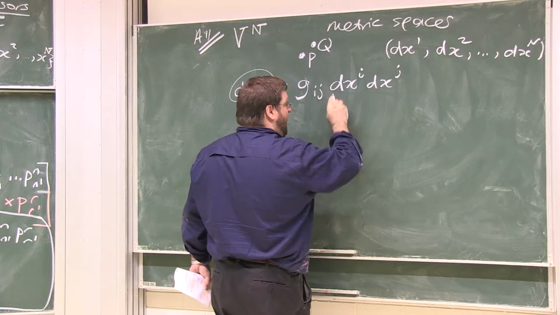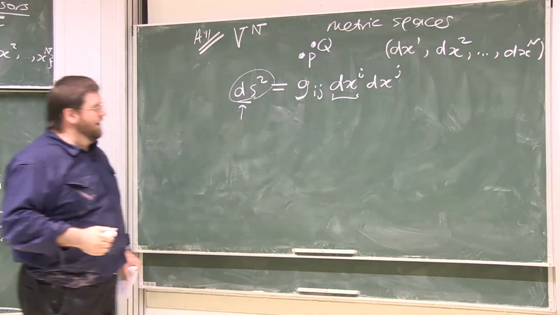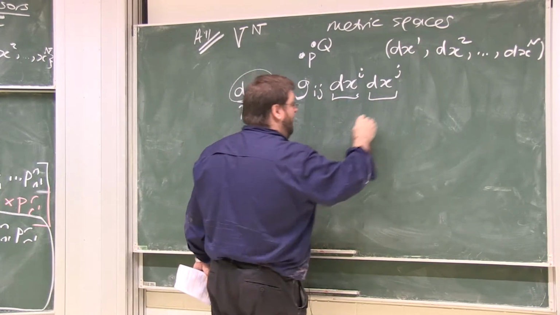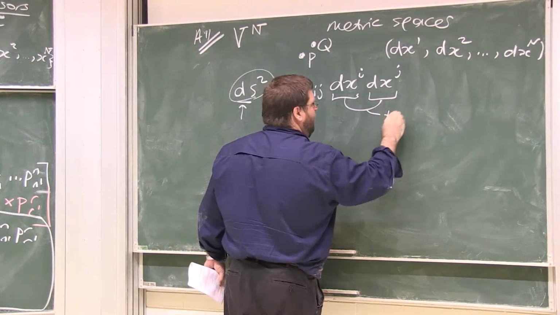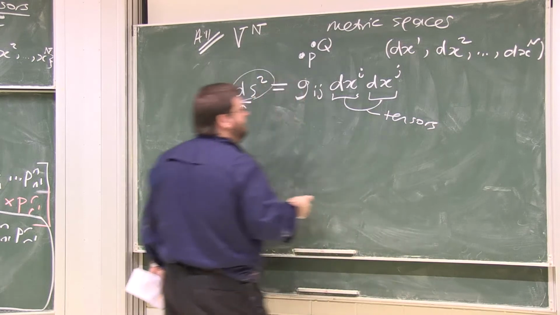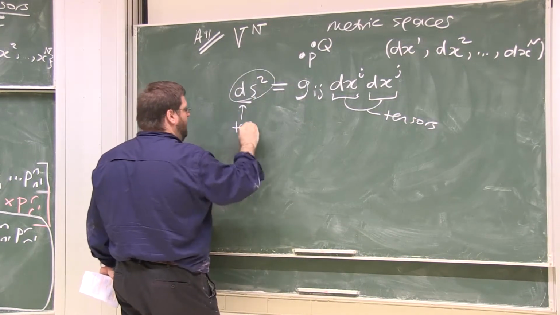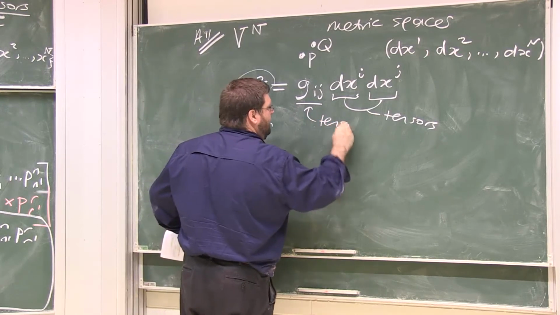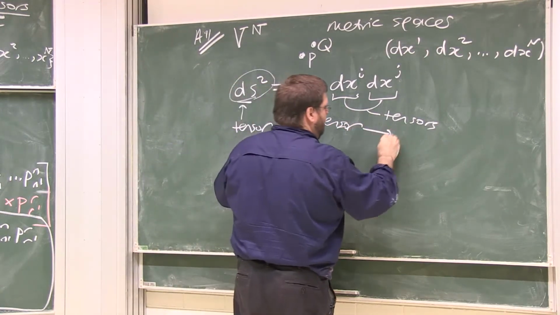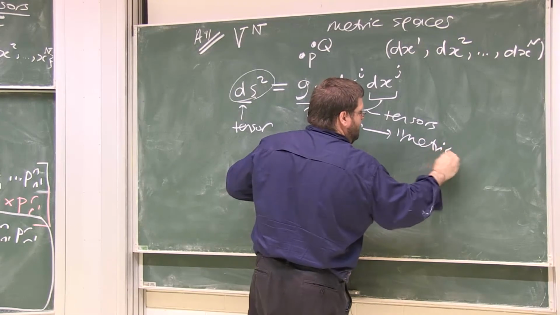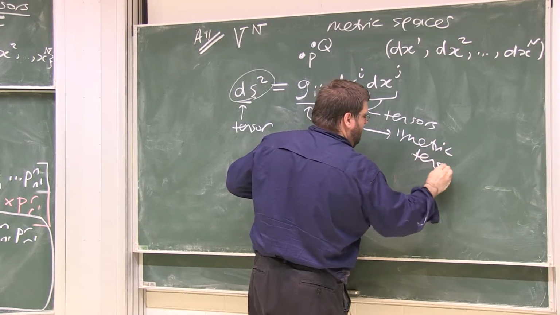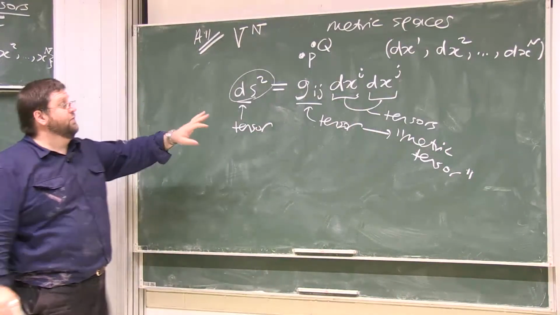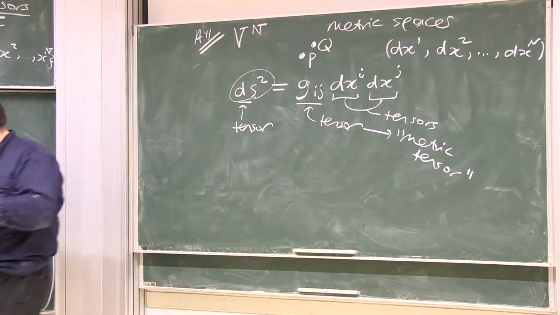These were our archetypal rank 1 contravariant tensors. This is a product of our archetypal rank 1 contravariant tensors, and the product of tensors is a tensor, so that's a tensor. Therefore, by the quotient rule, this is a tensor. It's called the metric tensor because it assigns a generalised distance. In general, by the way, this will be a function of the space-time coordinates.